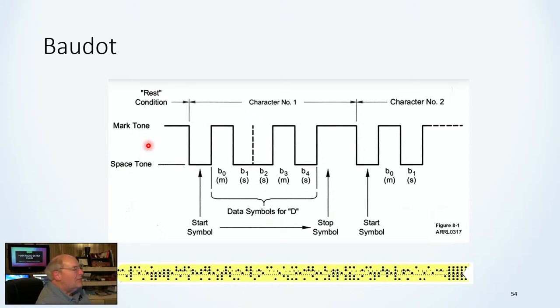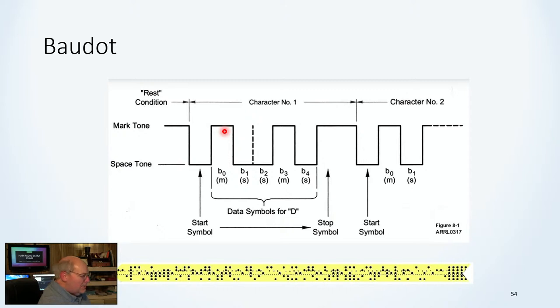So what's going on here, we've got a rest condition, which is typically a mark tone being sent continuously. And then we've got a start symbol. So when mark goes away and space begins, that tells the computing equipment, okay, start paying attention now, there's a letter coming. We've got B0, remember I said bits 1 through 5 before? They start with 0 in this case, 0, 1, 2, 3, 4, which is 5. So, all right, so pay attention, something's coming. So what's in this space? Well, the mark tone just went.